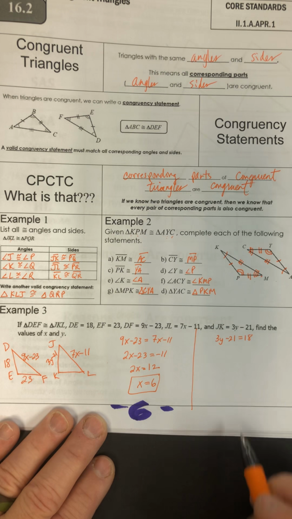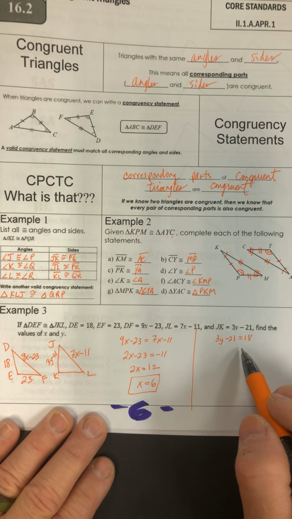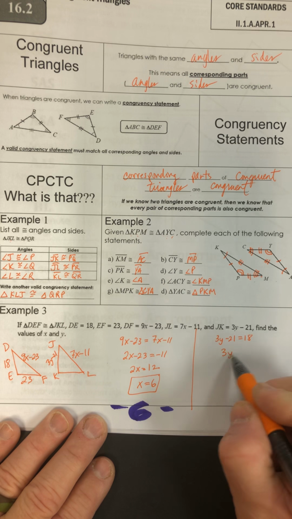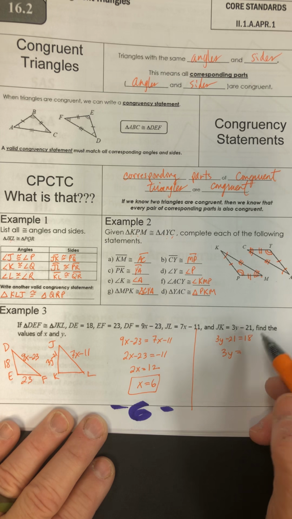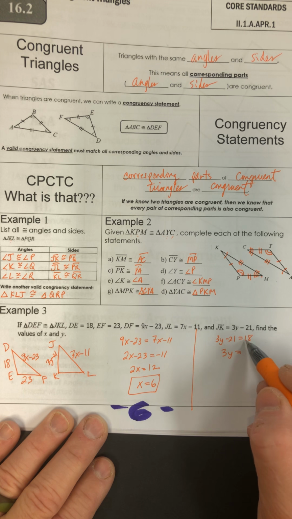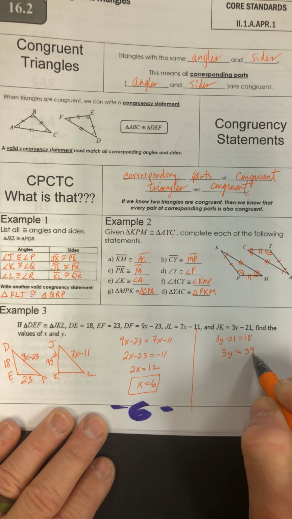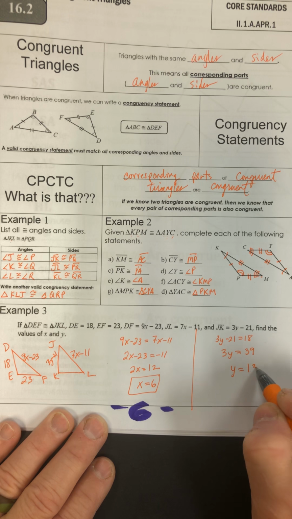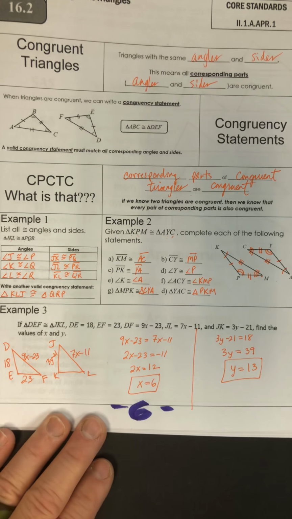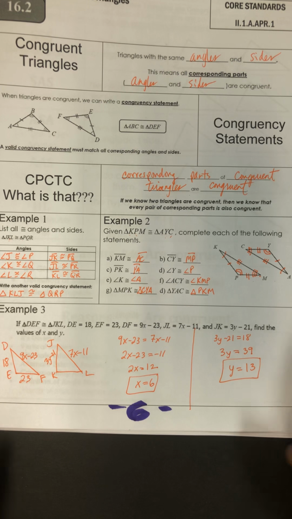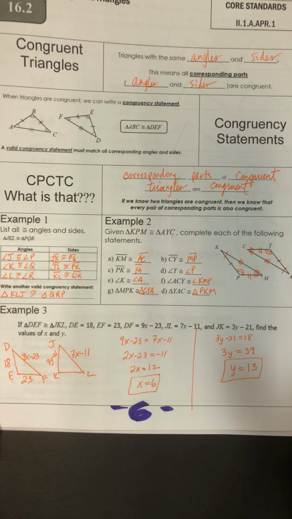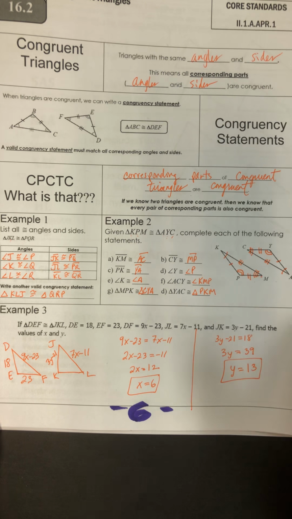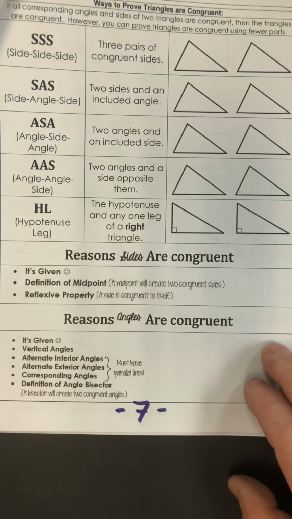Okay? Then over here, I'll add 21. So 3y is going to equal 21 plus 18, which is 39. And then divide by 3. So y is going to equal 13. All right. So draw the triangles, fill in the information, and then you can see how you can set up the equations and solve.